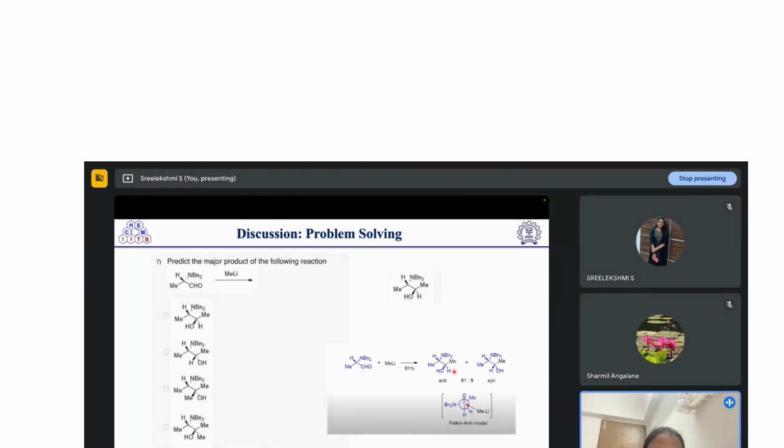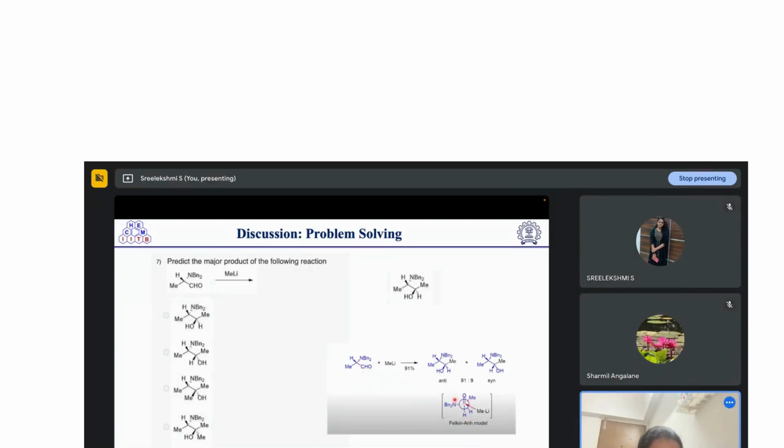If we are predicting a product and in the options the product is not given in the same format, that is one thing we can do. That is, first draw the Felkin model, then the methyl group will be attacking from the smaller group side, or we can say the less hindered position, which is from the hydrogen face. That is, hydrogen is here beta, so the incoming methyl group will also be beta.